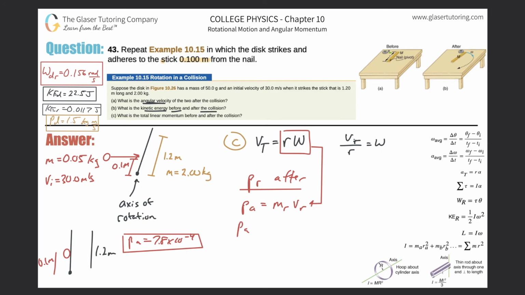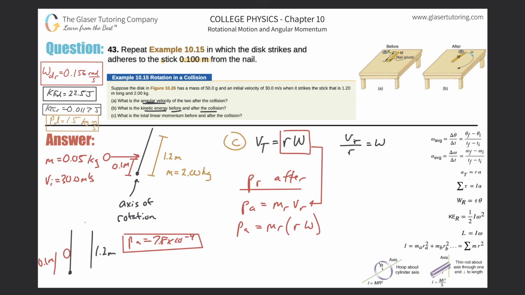So the momentum after is going to be equal to the mass of the rod multiplied by the radius of the rod multiplied then by the angular velocity. Now the radius, this is the part that you have to think about. The mass of the rod here is going to be 2 kilograms. But where is this mass located? It's distributed over the whole thing. Remember, we treated the disk as a point mass. So this was easy because the point mass of the disk was located 0.1 meters away.